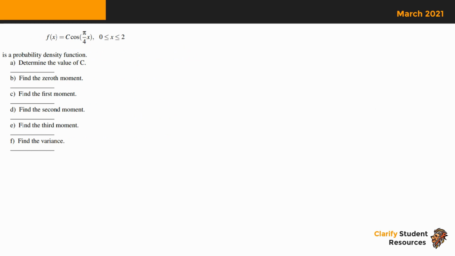All right, so for this question, we have part A, which is to determine the value of c. To figure out the value of c, what we basically need to do is integrate again over its range c cosine pi over 4 x dx. And remember that when you integrate a PDF over its range, it's always going to equal 1. So that's the hint they give us.